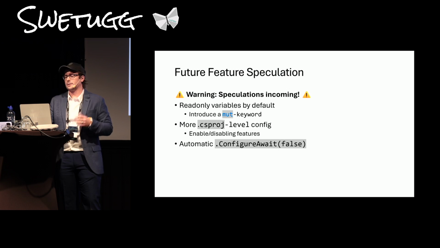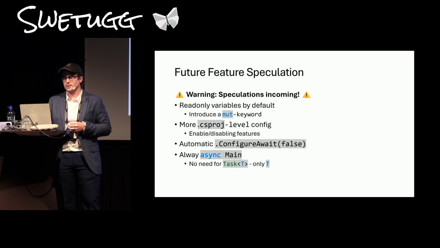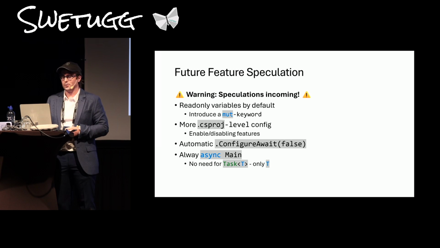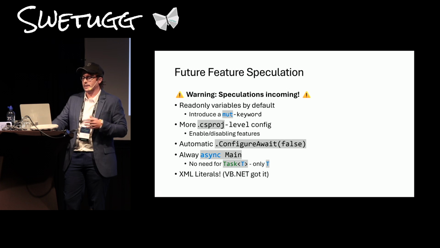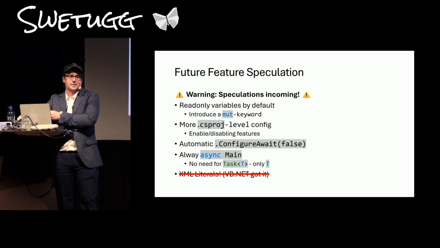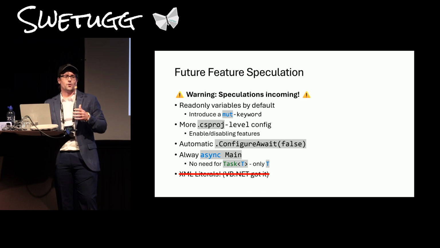Automatic configure await, like, we don't want to deal with that. Always async main, maybe remove the need for Task of T and only use T. Complete just dreaming of a future scenario. And of course, XML literals, VB.NET has it, why can't C#? No, I'm just kidding. It's a bad example, and that's an example of you can take it too far. Sometimes you introduce stuff that maybe shouldn't be there, and in C# they chose to not go with this, and it seems now that that was probably a good choice to not bloat everything with that, and that's the complexity of all of this.